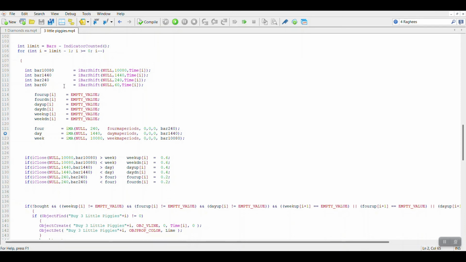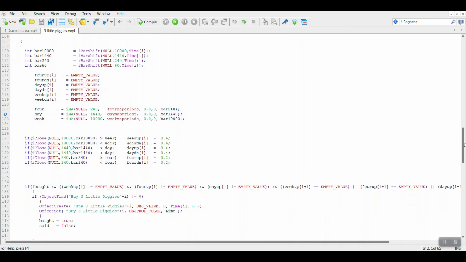Bar 60, that's pretty much easy to understand. That's the bar shift for the 60 period. Bar 240, I tend to write things so that you can read through them. 4 up, what could that be? It's going to be a line, arrow or square or whatever it was. 4 down, it's going to be red. Week down, it's going to be red. Week up. I tend to write things so you can look at it and read it. 4, that's the 4 hour, the 240, 4 MA periods. Bar 240, that's just how we calculated the proper bar from up here. You can read up on I-bar shift if you're not familiar with it.